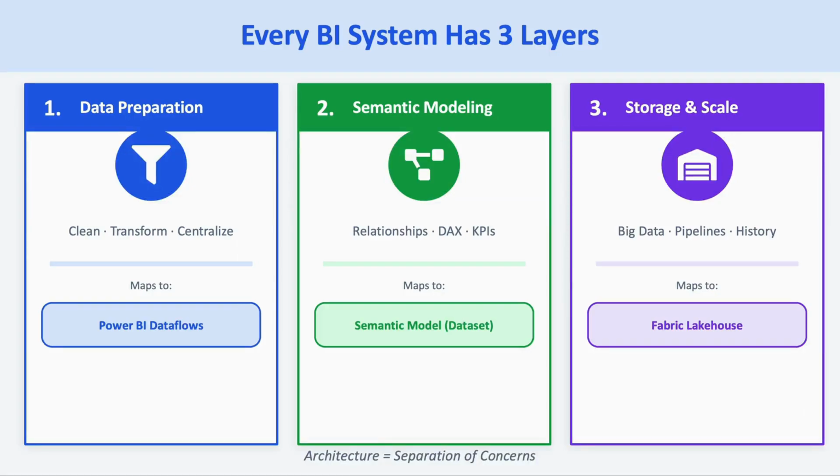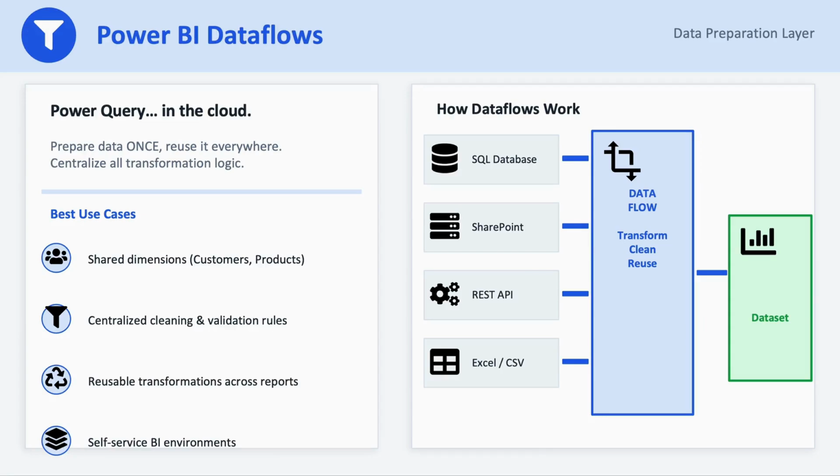So we have to understand the three layers. Let's simplify it. Every BI system has three layers. We have the data preparation layer, the semantic modeling layer, and the storage and scalability layer. So now let's map these to the tools.